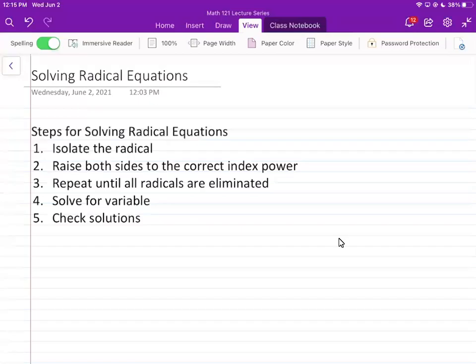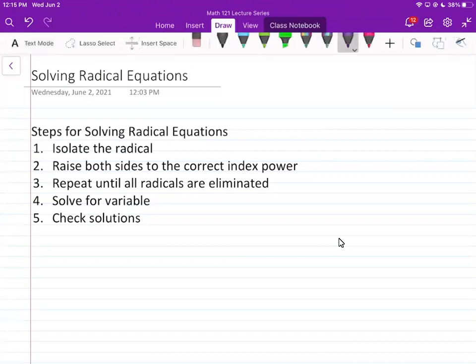In this video, we'll be looking at the steps for solving radical equations. Remember, when we're discussing radicals, we're talking about things like a square root, a cube root, a fourth root, and we want to be able to solve for a variable in this type of equation. I've listed here the steps for you, and we're going to do a couple of examples.